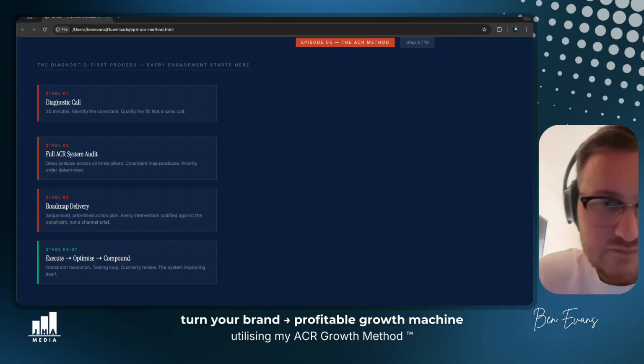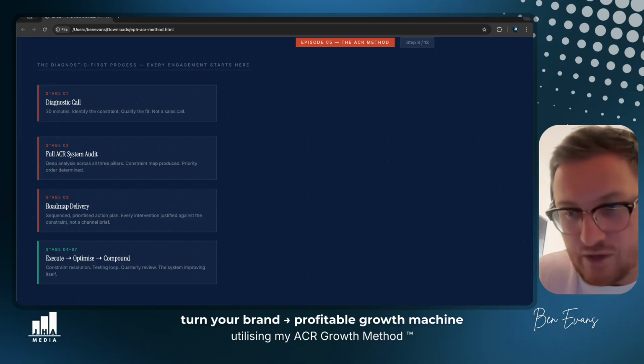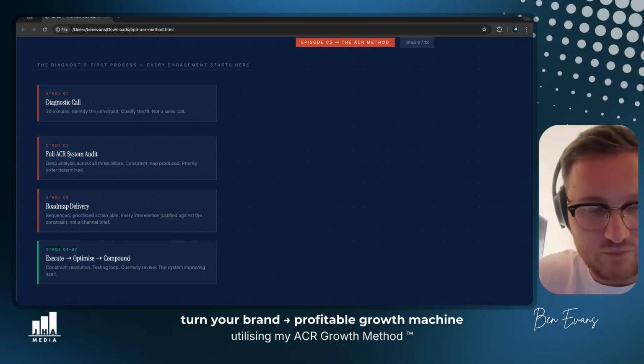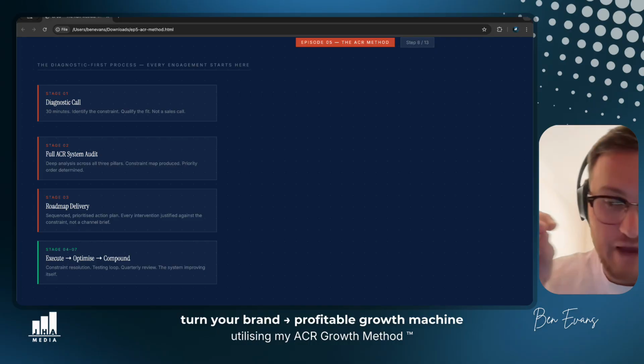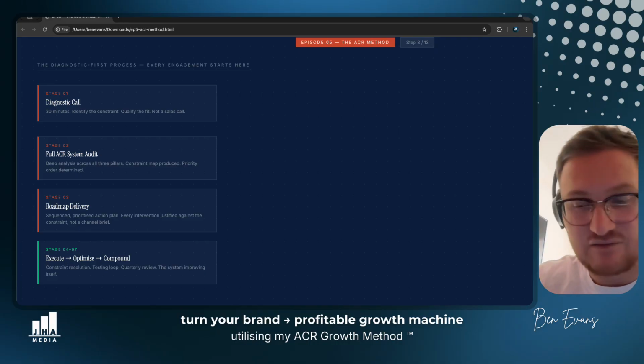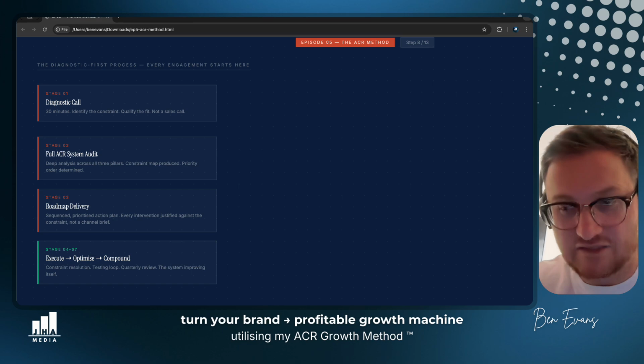Stage 2, if we are a good fit and we believe that we can support you and you can work with us and all parties agree, we'll then do a deep dive analysis across all 3 pillars of the business. So we'll essentially produce a constraint map that identifies the priority order in which we need to fix things.